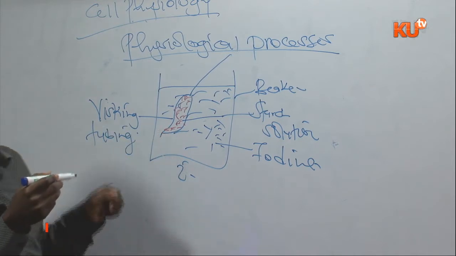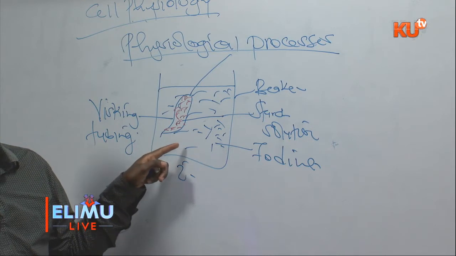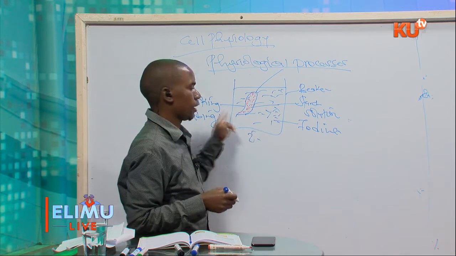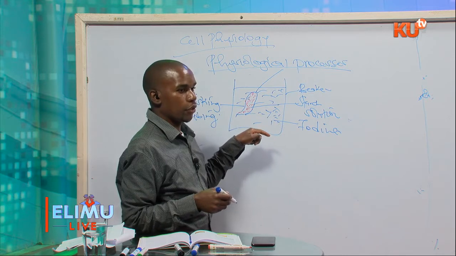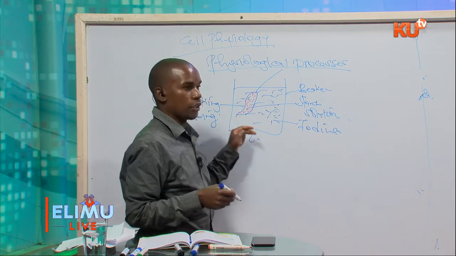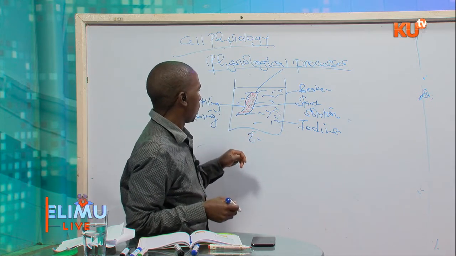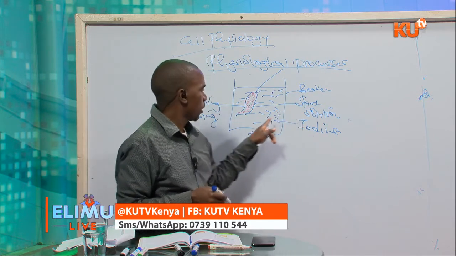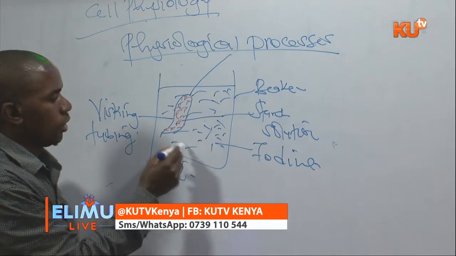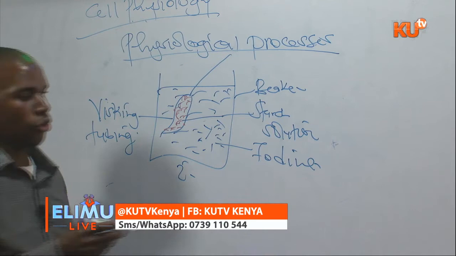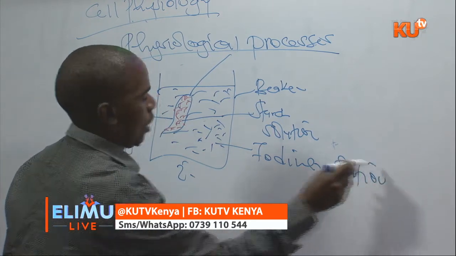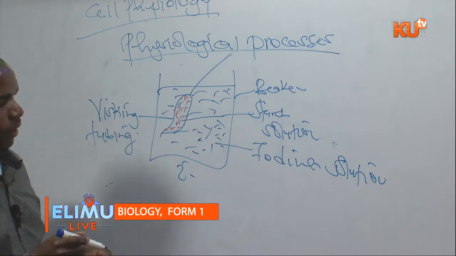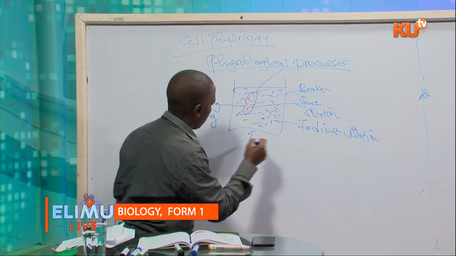A visking tubing in this perspective is used as a representative of a cell membrane. The only difference between a visking tubing and a cell membrane is that the cell membrane is found in live organisms, while a visking tubing is just a man-made membrane. So within the visking tubing we have starch solution. Then inside the beaker we have iodine solution. Now, this is the start of the experiment.